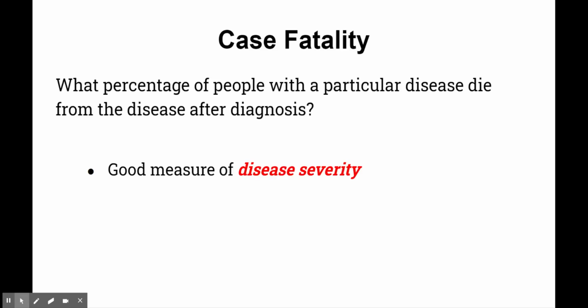Case fatality is another statistic that we commonly see. This is a good measure of how severe a disease is because it is the percentage of people that have COVID, for example, and who will die from COVID. So essentially, if 100 people get COVID-19 and 10 of them die, you have a 10% case fatality.